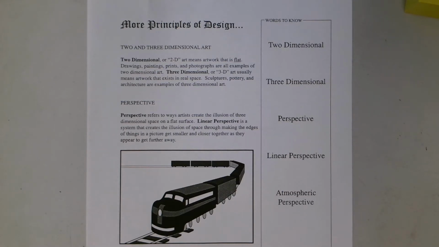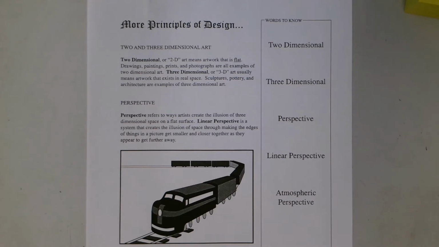The 2D in artwork means that it's flat. Drawing, painting, prints, photography, all are examples of two-dimensional art. Three-dimensional art or 3D art is usually artwork that exists in real space. It's sculptures, pottery, architecture, and examples of three-dimensional art. So it has height, width, and depth. Depth is that third dimension.